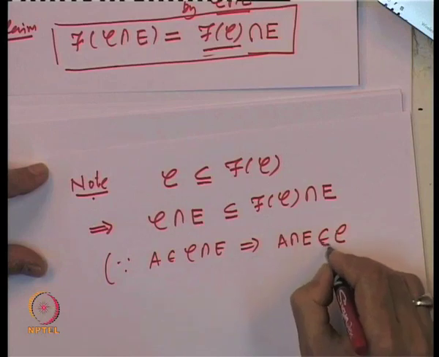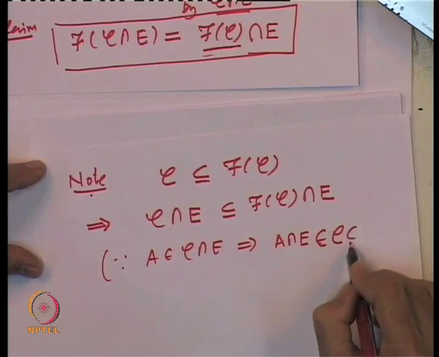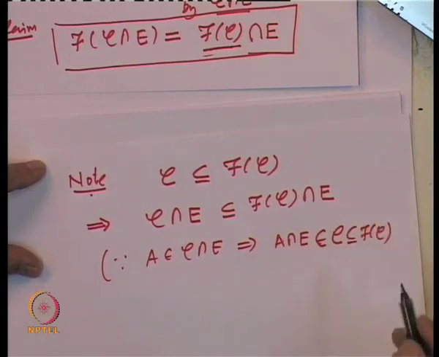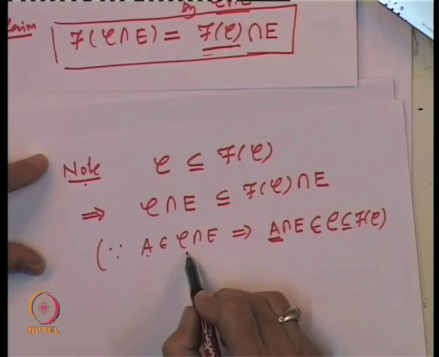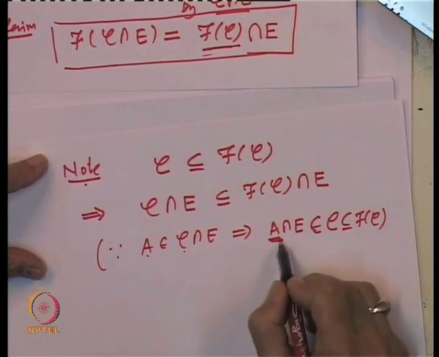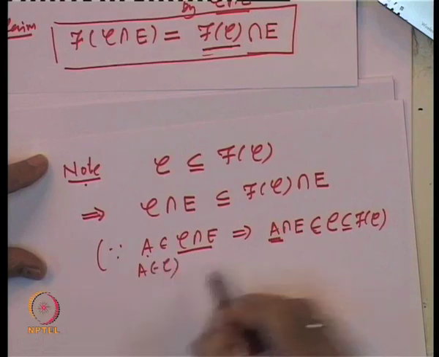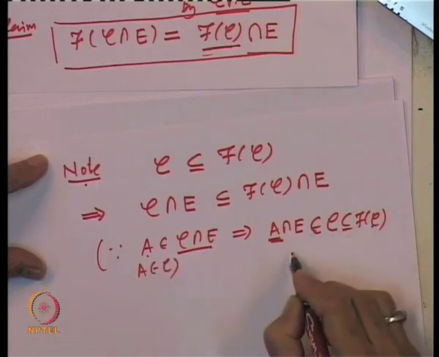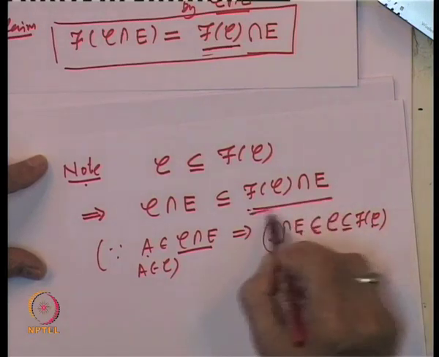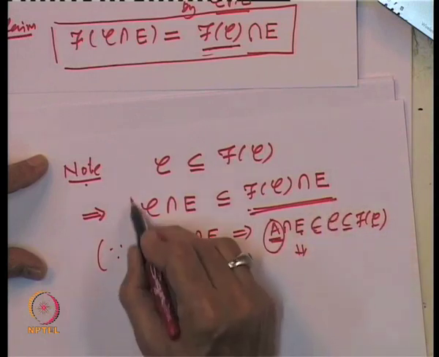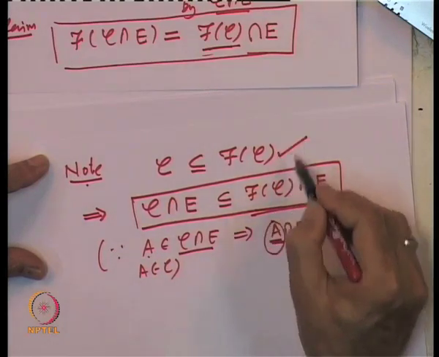Let me write it, because if A belongs to C intersection E, that implies A intersection E belongs to C, which is in F of C. And A is an element in C intersection E. So, A belongs to C, so this is in C, so that is in F of C. So, this implies this is an element of F of C intersected with E, and that is precisely the meaning of this. So, we have got C intersection E is contained in F of C intersection E. Because of this, this is true.